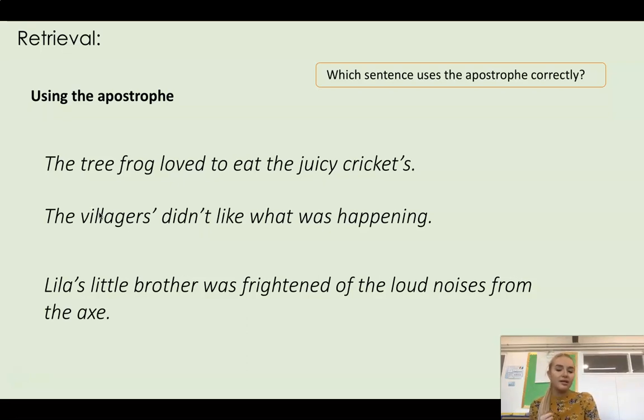Finally then, Lila's little brother was frightened of the loud noises from the axe. Who has got the apostrophe? Lila has. Is this a singular or plural possession? That's right, it's a singular. It's just one Lila, and what does she own? What does she have possession of? That's right, her little brother. That belongs to her. That's her family. So that is correct. So that is our correct sentence. And well done if you identified that. And extra well done if you remembered why the other two were incorrect and maybe you corrected them too.